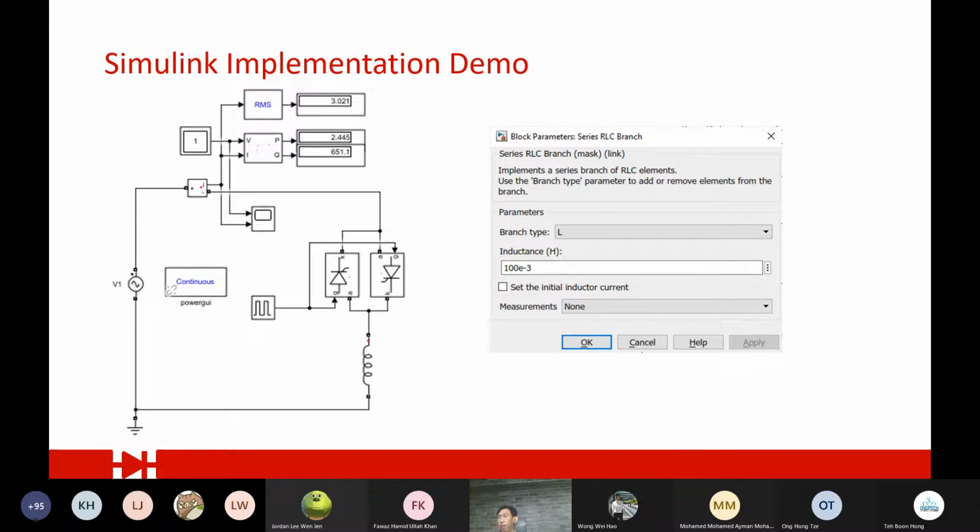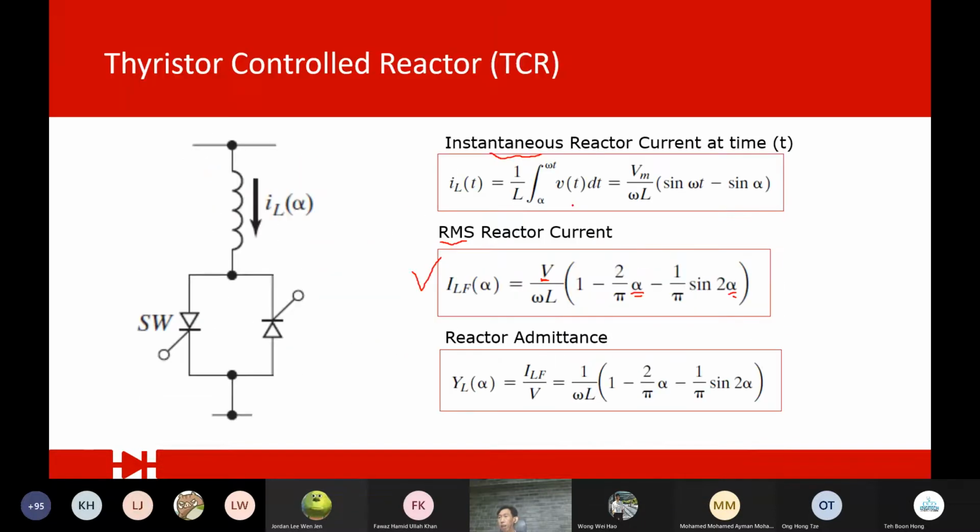We measure the current flowing through, and then we also measure the voltage, and we can see the real power and the reactive power. And of course, this will be the RMS current of the inductor. That's why I said this equation is much more relevant and important when you come to actual design.